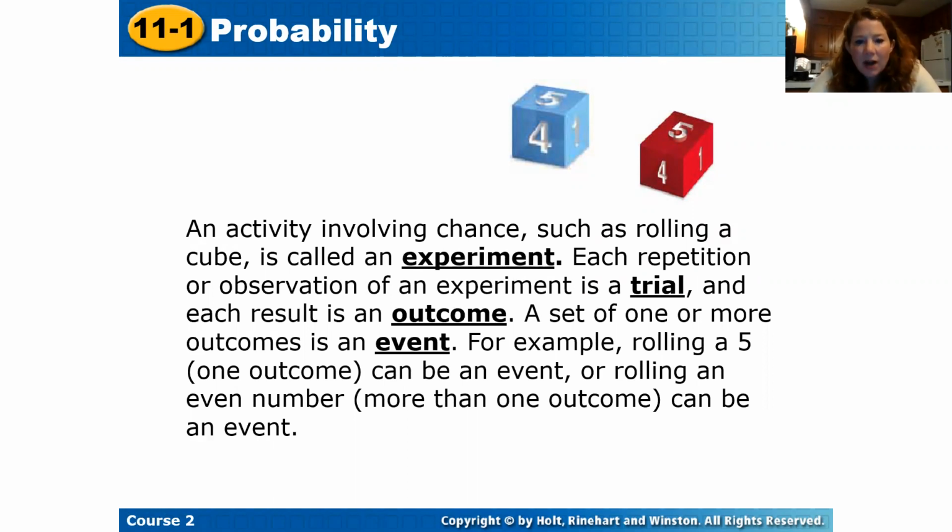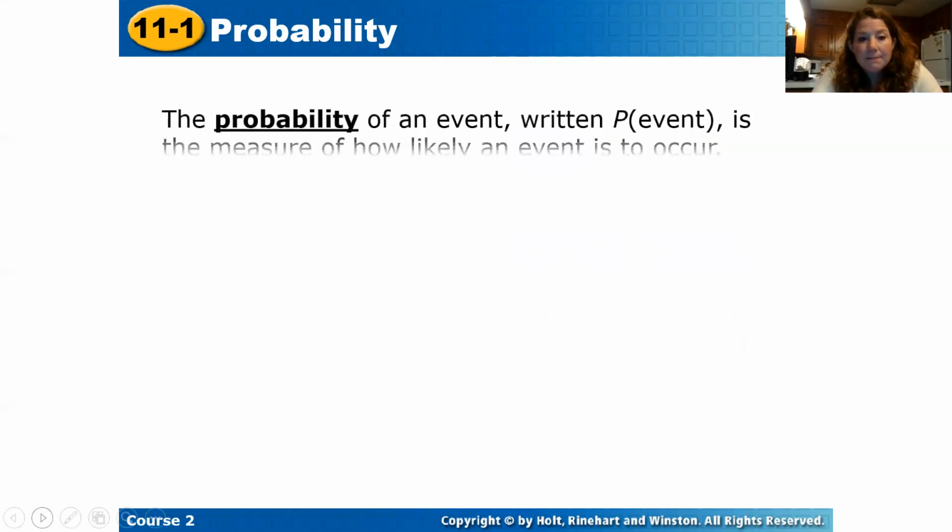An activity involving chance, such as rolling a cube, is called an experiment. Each repetition or observation of an experiment is a trial, and each result is an outcome. A set of one or more outcomes is an event. For example, rolling a 5, which is one outcome, can be an event, or rolling an even number, that means there's more than one outcome, can be an event, right?